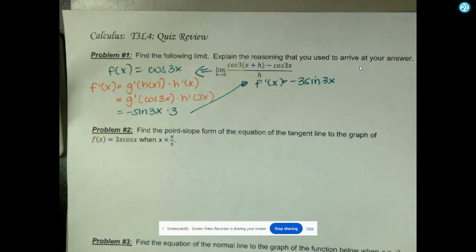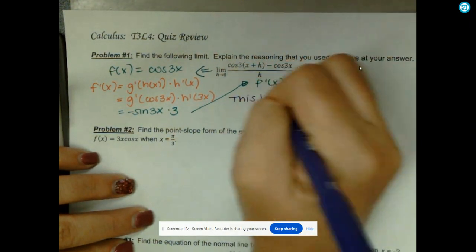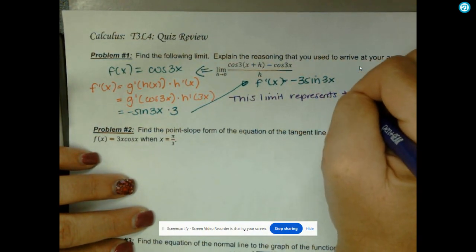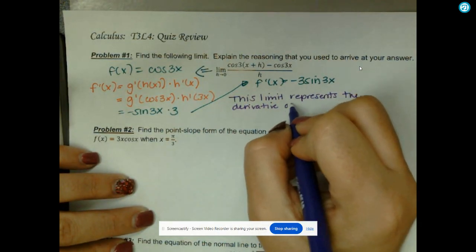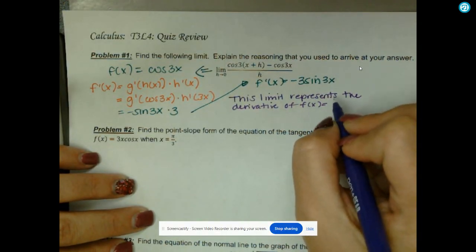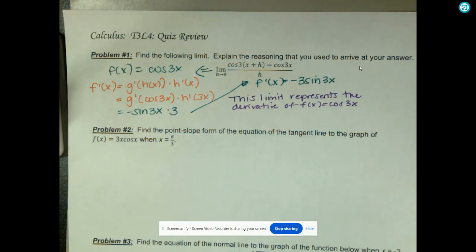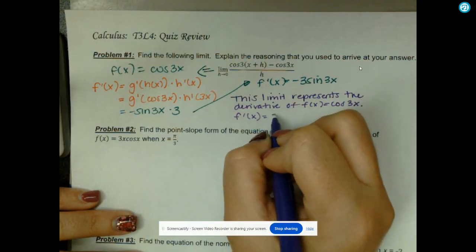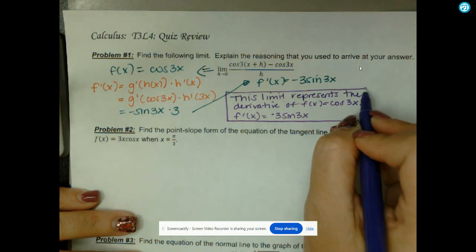All right, and this tells me this limit represents the derivative of f of x, which is equal to cosine 3x. And we know that the derivative, we already stated it up there, is negative 3 sine 3x.